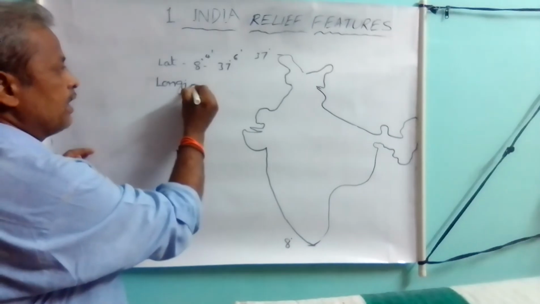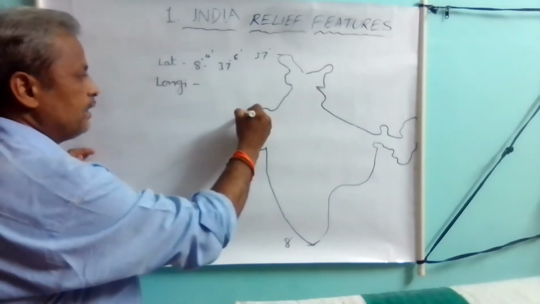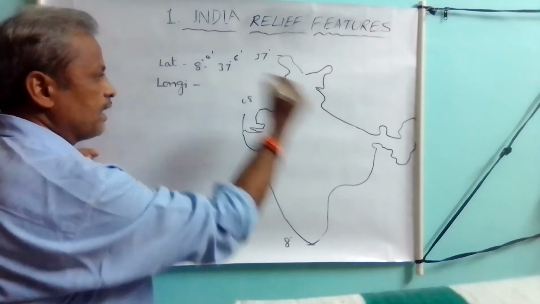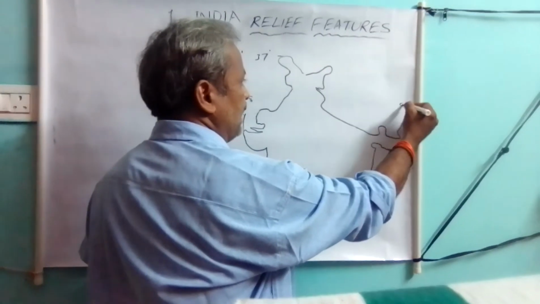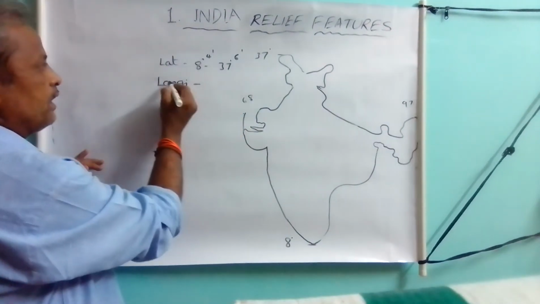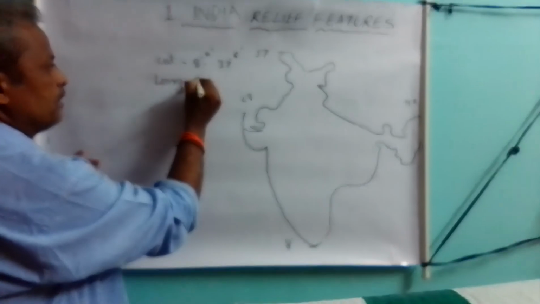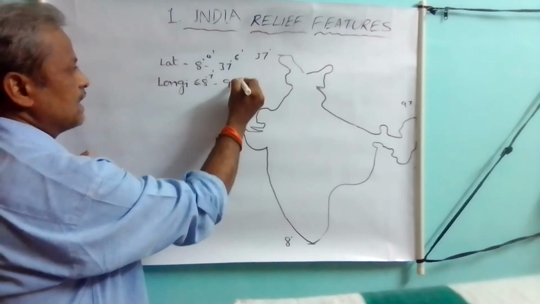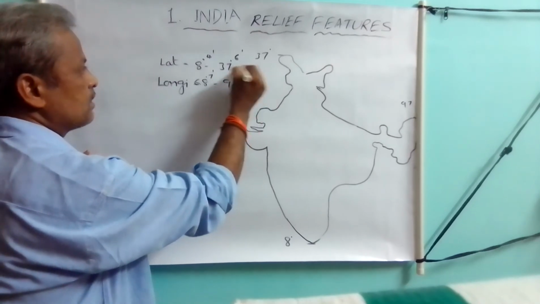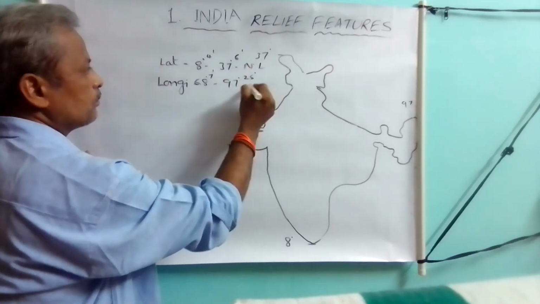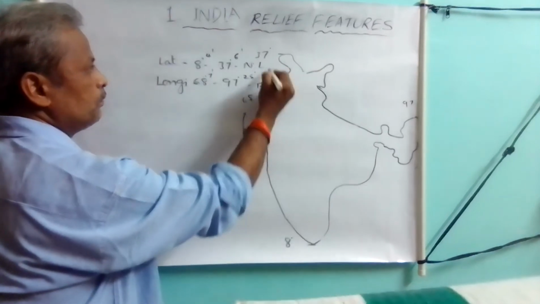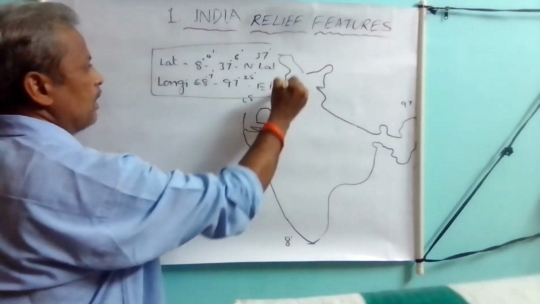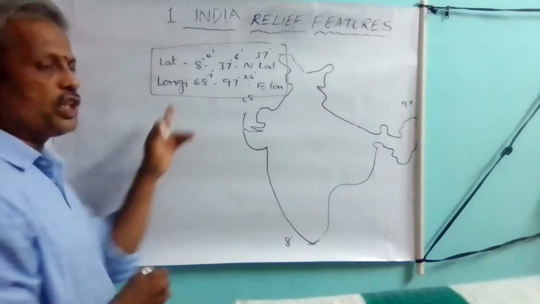Whereas the longitudinal extension of India, India's longitudes start in the west at 68th degree and in the east end at 97th degree. So India's longitudinal extension is 68 degrees 7 meridians to 97 degrees 25 meridians of eastern longitude. So this is the latitudinal and longitudinal location of our India.